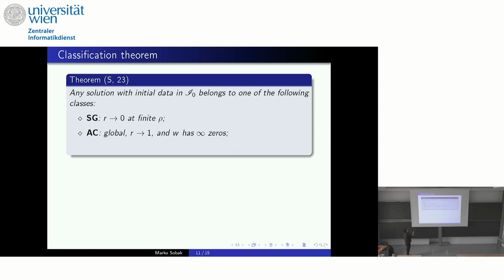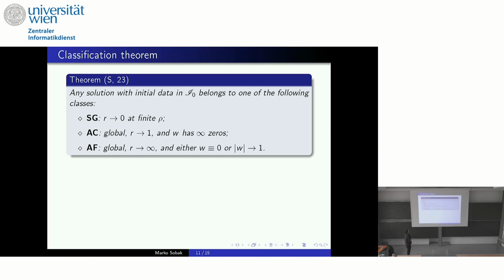So first we have the asymptotically cylindrical orbits, which are global, for which R tends to 1 at infinity and W has infinitely many zeros. I call them asymptotically cylindrical because, if you remember the metric, when R tends to 0, the metric of the spatial part tends to the metric of a cylinder with a spherical basis.